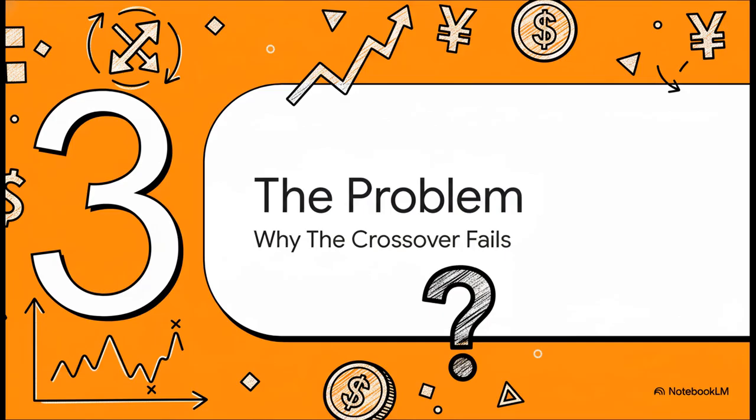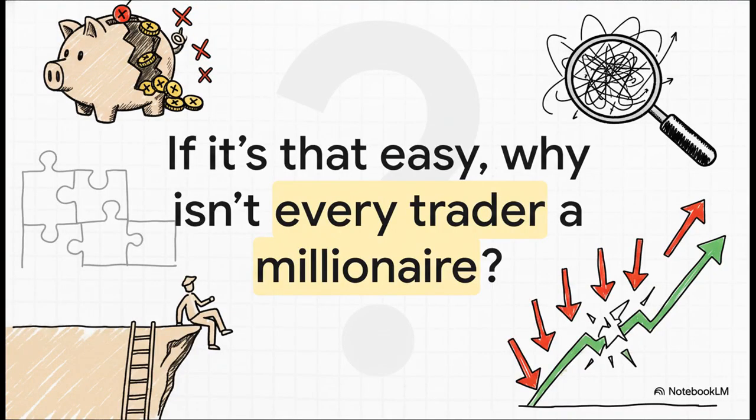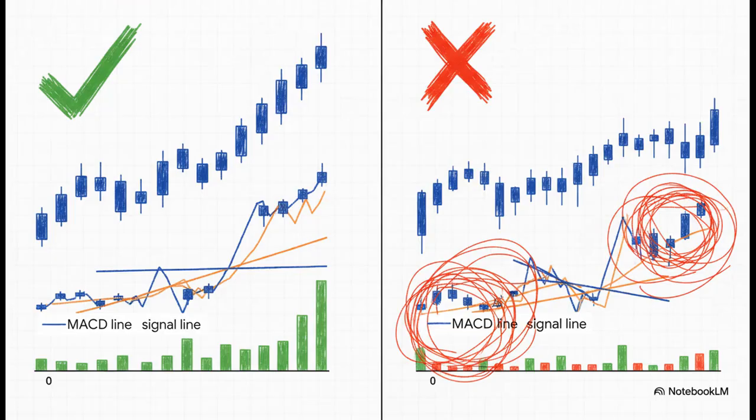But this is where we hit the big problem, the reality check. If it's really as simple as buying and selling when two lines cross, then you've got to ask yourself a pretty obvious question. Yeah, exactly. If this one little trick was all it took, the markets would be a very, very different place. The hard truth is that this simple strategy has a massive flaw, and it can get you into a lot of trouble.